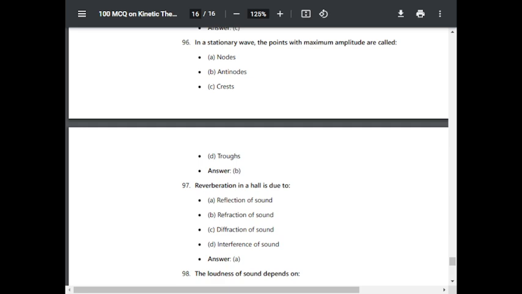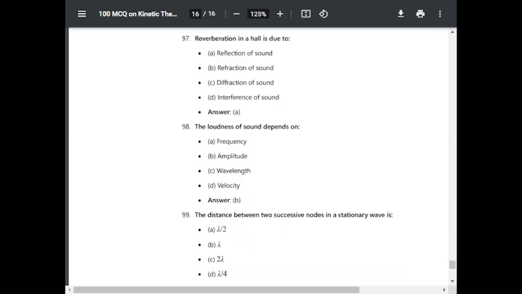Question number 97. Reverberation in a hall is due to: option A, reflection of sound; option B, refraction of sound; option C, diffraction of sound; option D, interference of sound. The correct answer is A, reflection of sound. The reverberation in a hall is due to reflection of the sound.